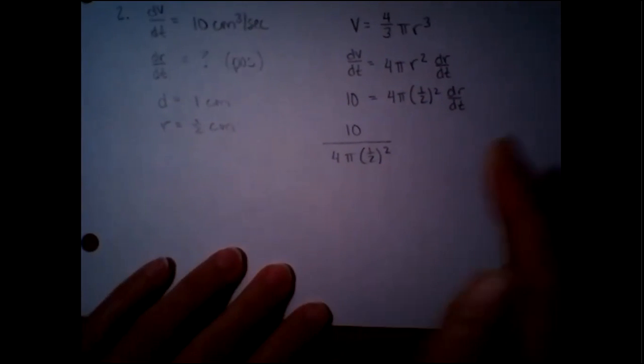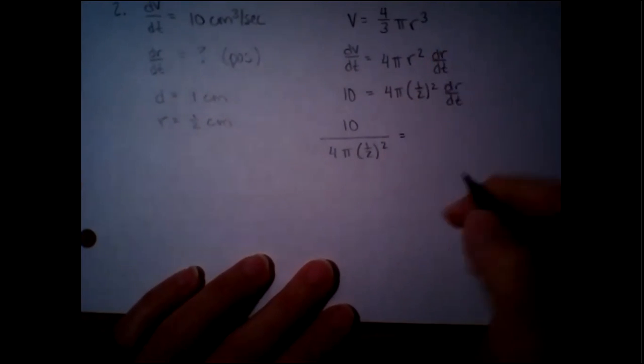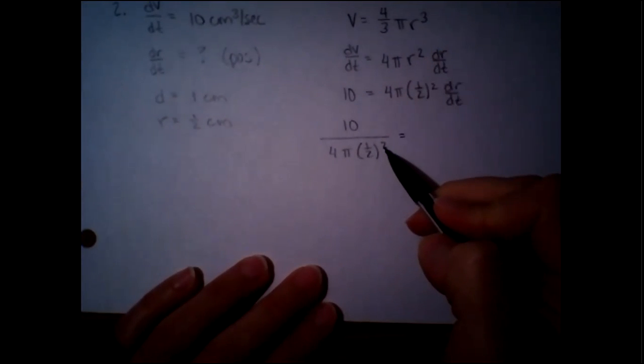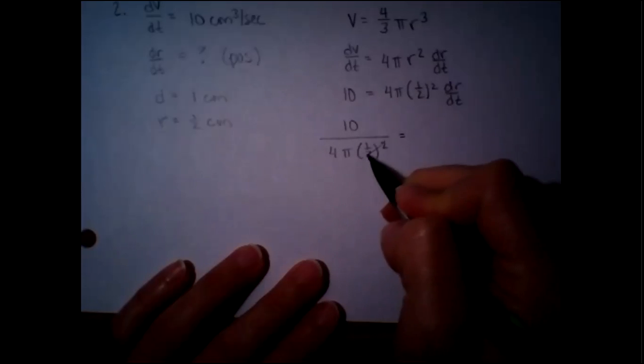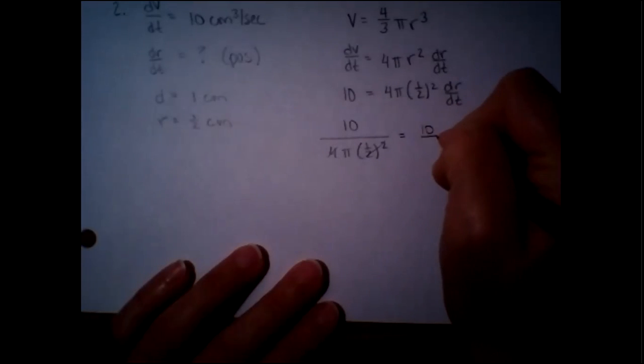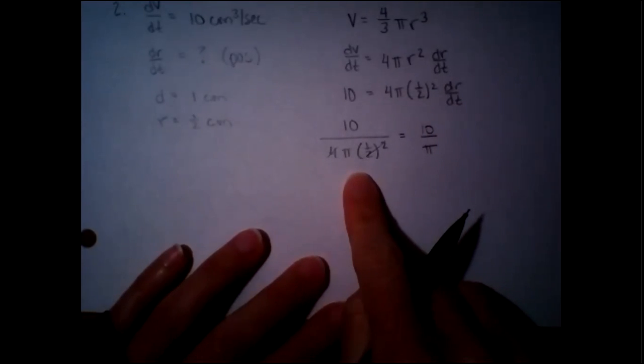Here, I will simplify it just for the sake of going through it. If it was multiple choice, you'd have to keep going. So a half squared would be a fourth, and a fourth and 4 would actually cancel out. So this would reduce to 10 over pi. But again, if it's free response, I'd want you to stop there.